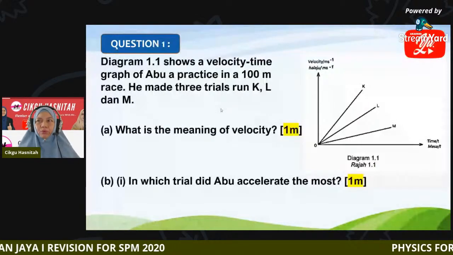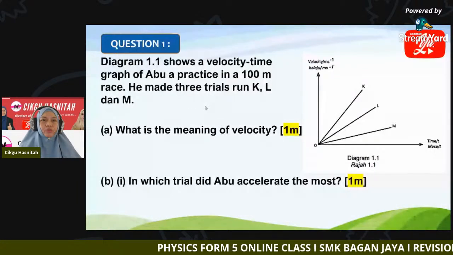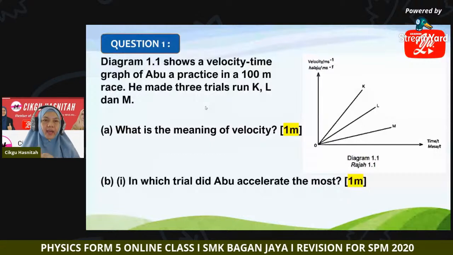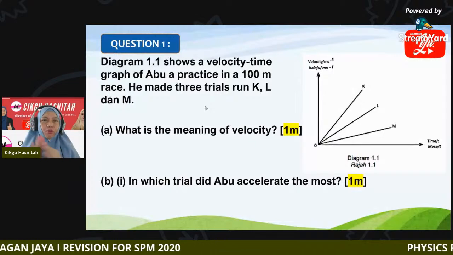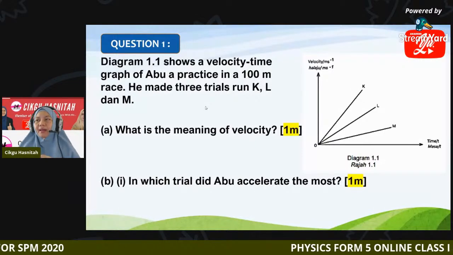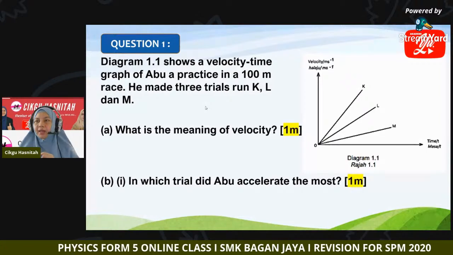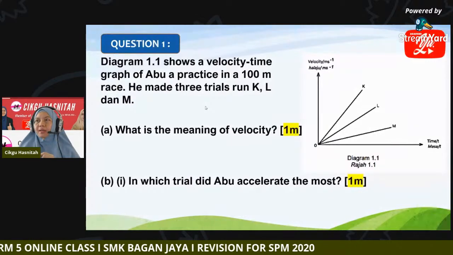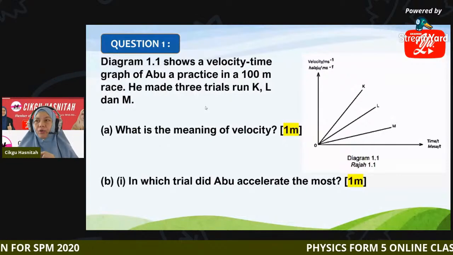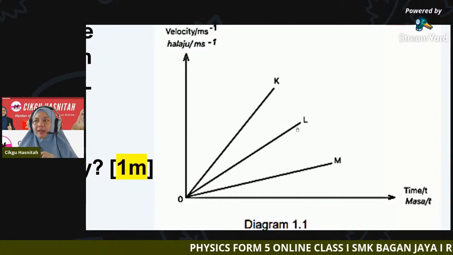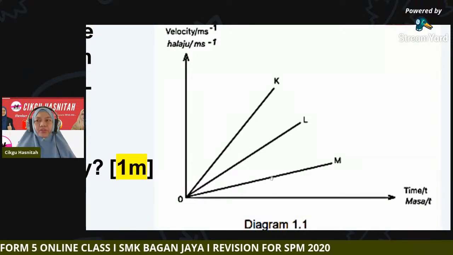So class, in question 1, you are given diagram 1.1. It shows the velocity-time graph for Abu, who is practicing in a 100-meter race. He made 3 trial runs, K, L, and M. So Abu runs for 100 meters and he did it 3 times, and diagram 1.1 shows his motion. You can see in this diagram a graph of velocity against time for Abu, for the first trial K, second trial L, and his third trial M.